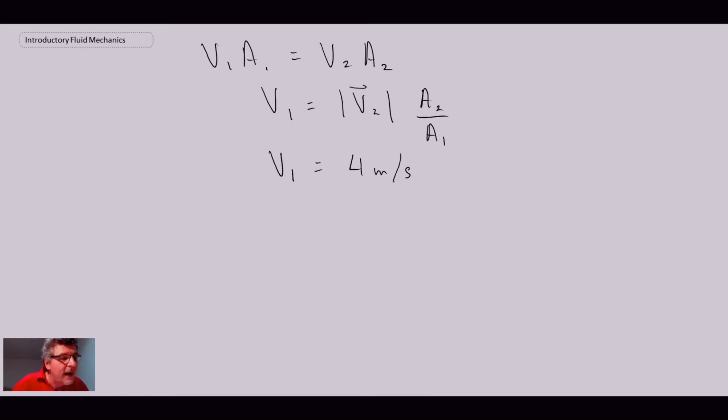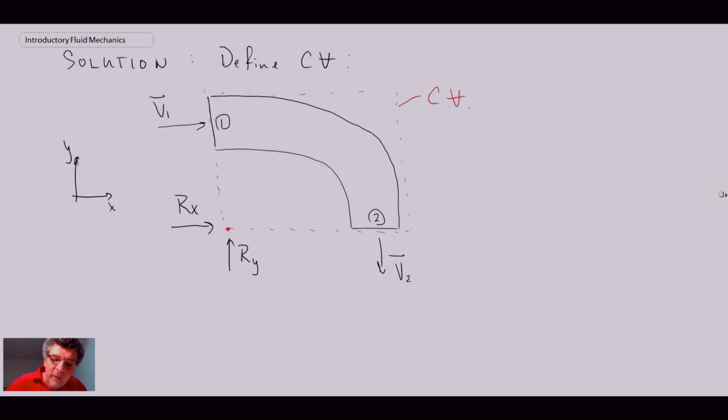We can express that as a vector. So V1 is then equal to plus 4i, in meters per second. So that's the first part. Once we have that, we can now move on to the conservation of linear momentum, and I'm going to do that in the next segment. There we'll be applying the conservation of linear momentum to solve for Rx and Ry.